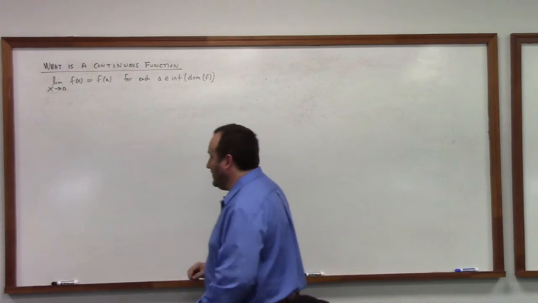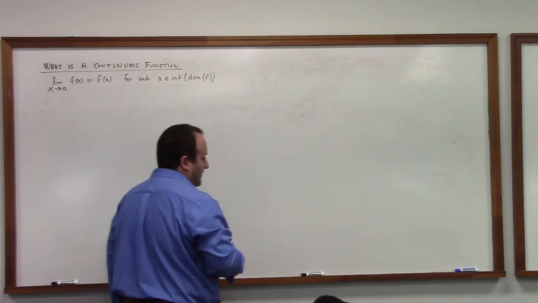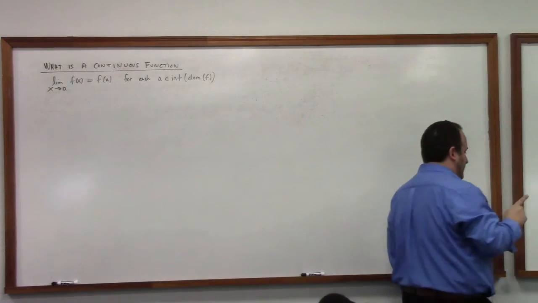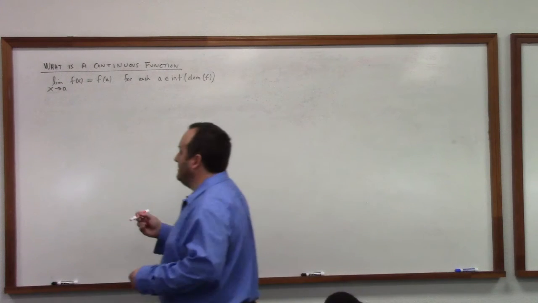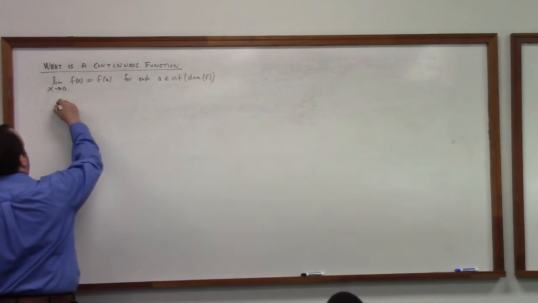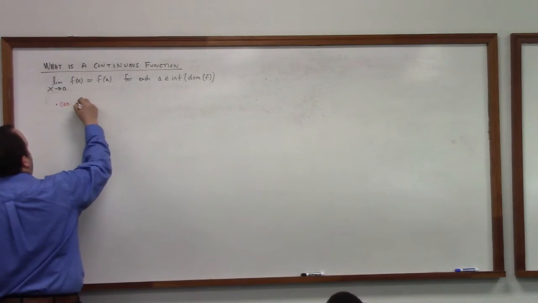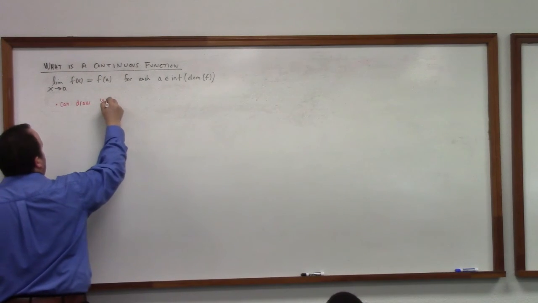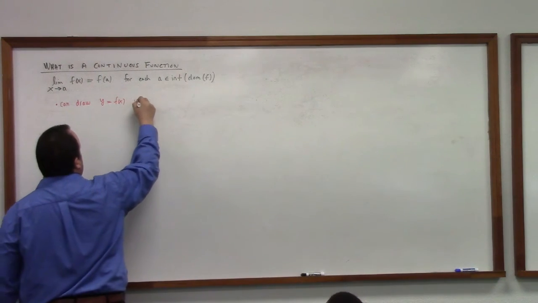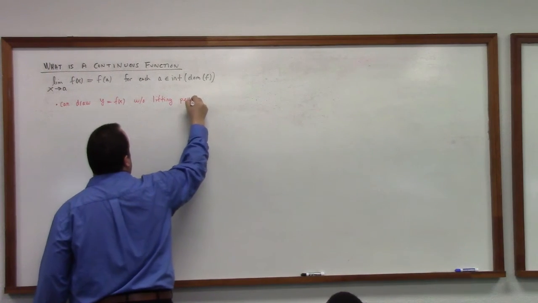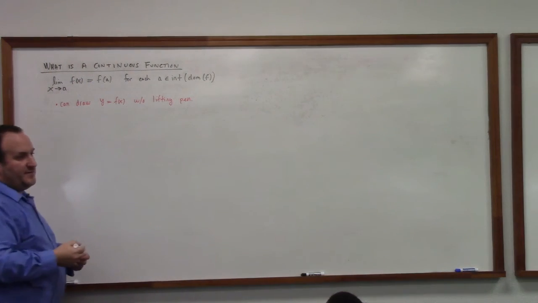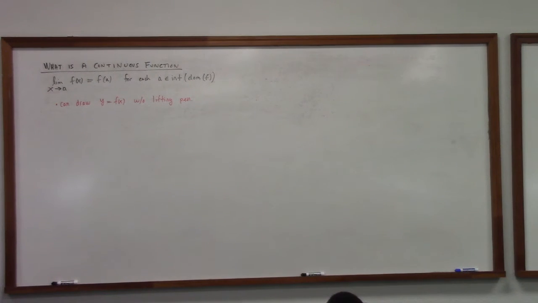Don't remember? Sometimes the definition for continuous function is given: a continuous function is one for which you can draw the graph without lifting your pen. Sometimes that's given as a definition. Can draw y equals f of x without lifting pen. That's often the pre-calculus definition of continuous.